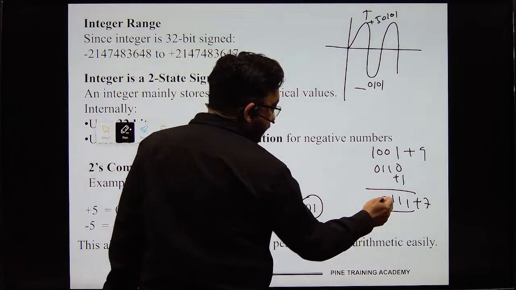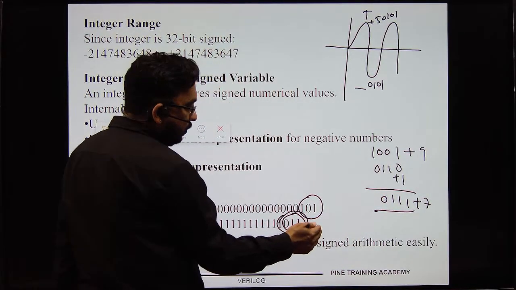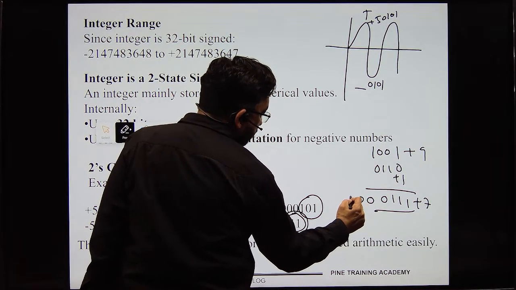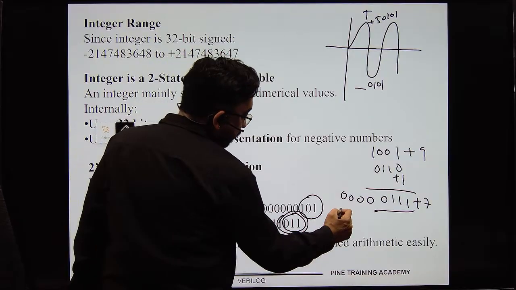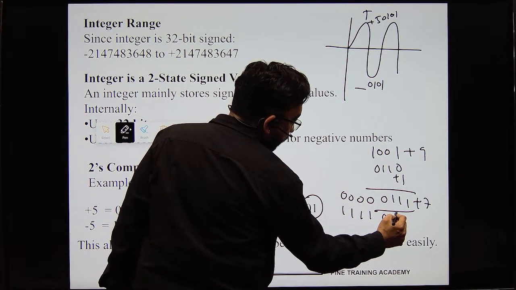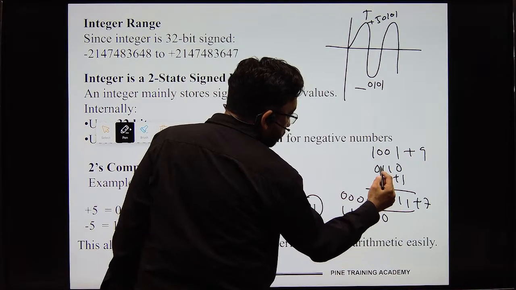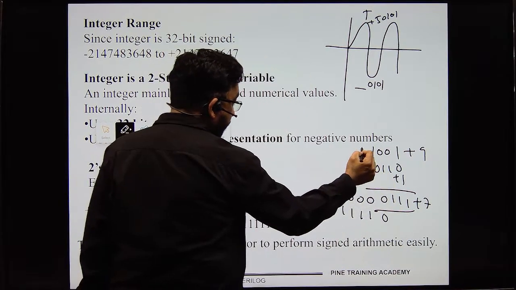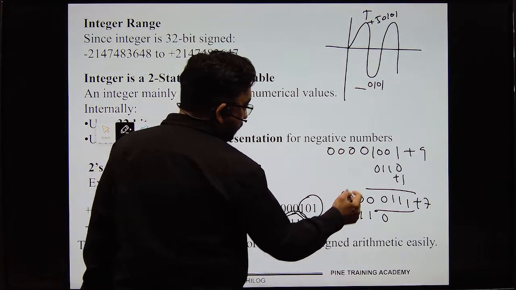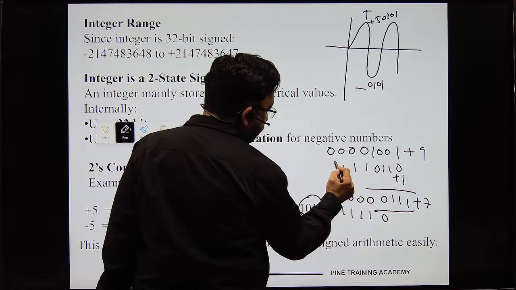The closest value is 8-bit. 8-bit means we have to add 4 bits. So sorry, initially we have to make this 4-bit. Here only we have to make it 4-bit, so it will be your 1111.